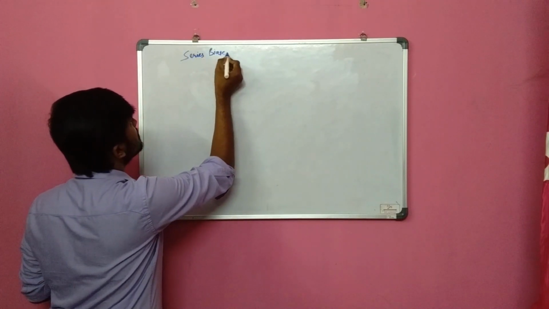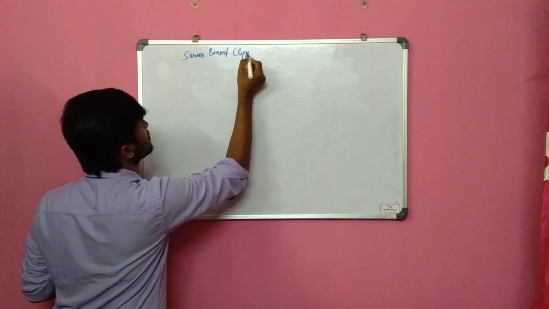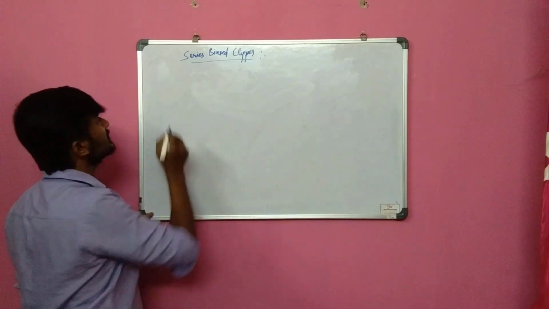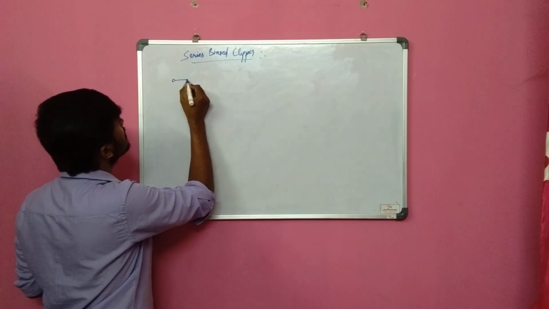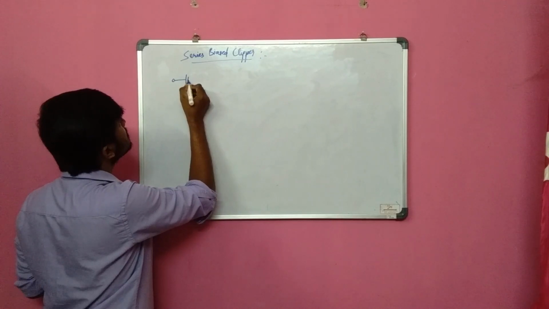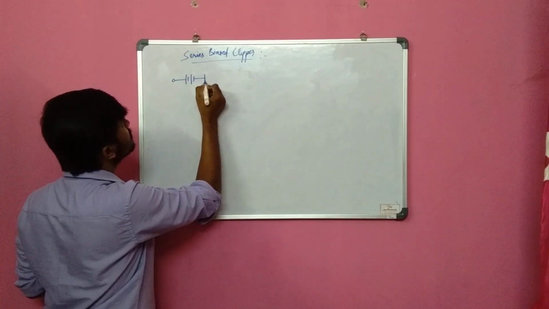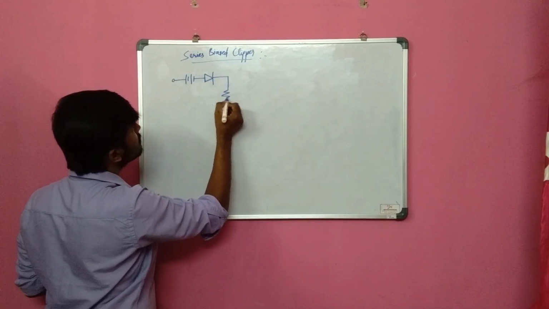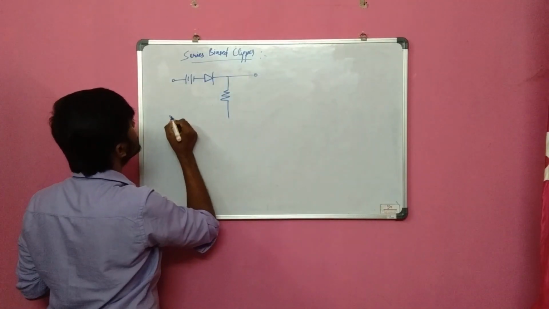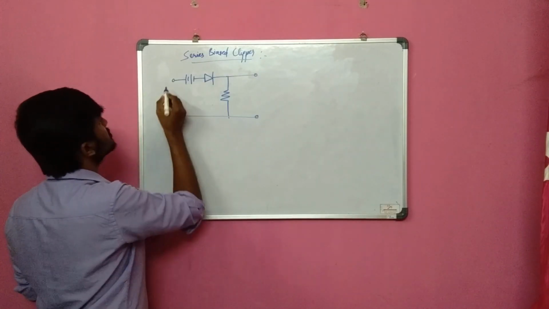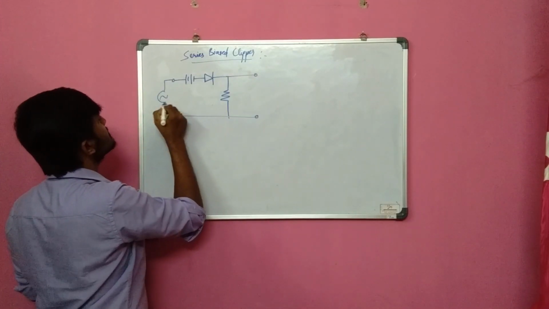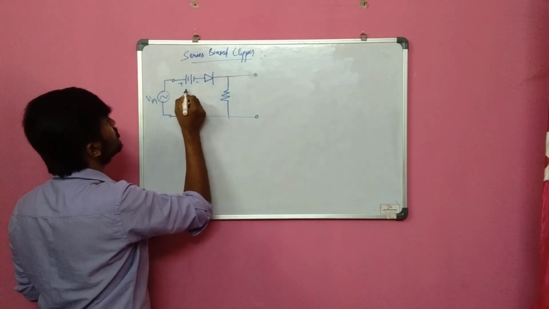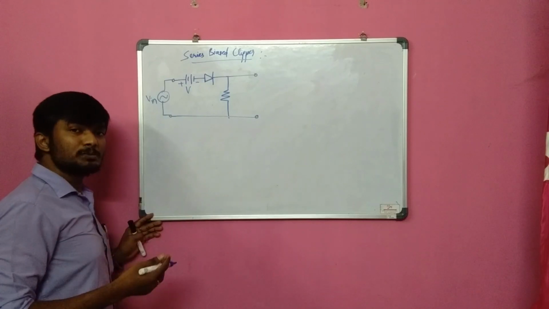Series biased. So first of all, let's start with the circuit diagram. So this is the circuit diagram for the series biased clipper. Here I will be applying a sinusoidal signal V in. So this is positive and negative. This is, let us say, V, the voltage applied in the circuit.